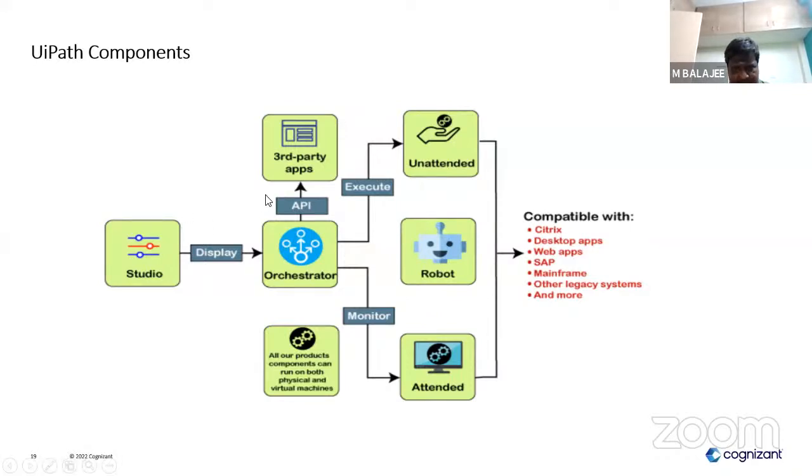This UiPath can also do Citrix automation, desktop applications, web applications, SAP applications, mainframe, legacy applications, and more. As I said, Citrix automation, desktop application is, for example, the calculator is a desktop application. We are able to automate it. This web application is kind of a Gmail or any other target application. SAP, okay, you all know about the SAP.